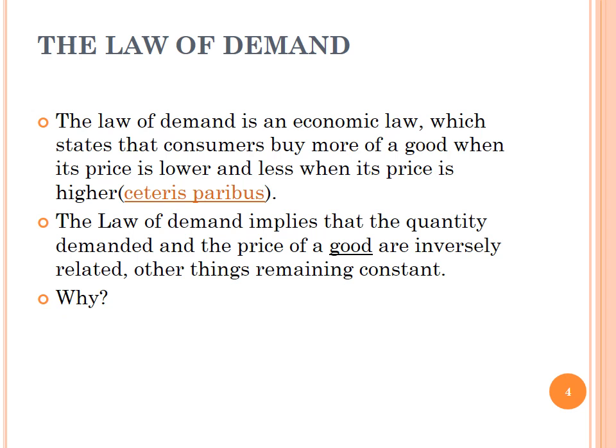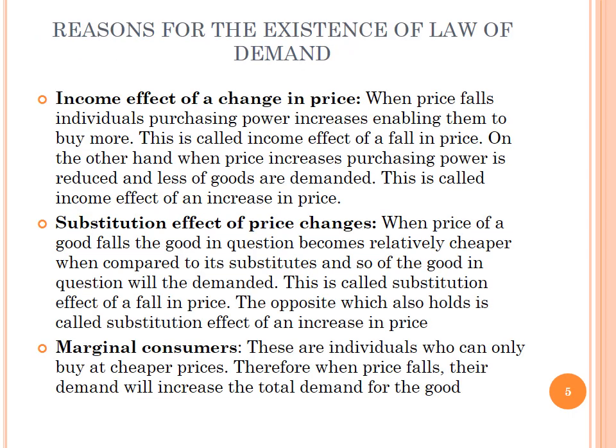So the question is, why do we have this relationship between price and quantity demanded? Why is it that whenever price falls, quantity demanded seems to increase, and when price increases, quantity demanded seems to fall? In fact, this relationship tells us that it is inverse. It is negatively related. Price is negatively related to quantity demanded, so that when price is increasing, quantity demanded will be reducing. The question is, what accounts for that? So what accounts for the negative relationship between price and quantity demanded? Three reasons can be given.